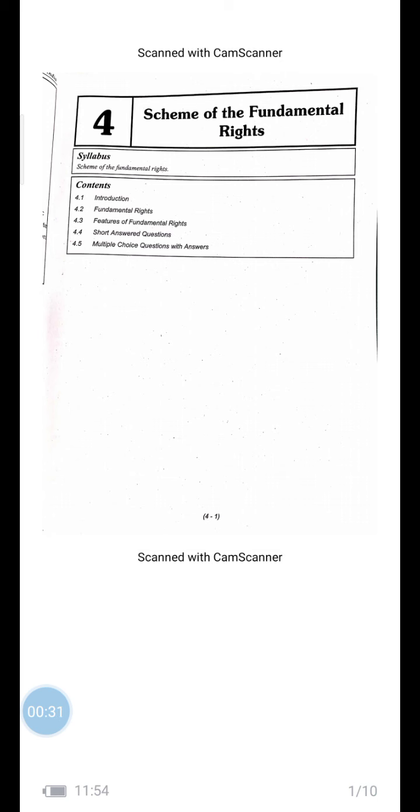First of all, let me tell you the meaning of fundamental rights. As Indians, various types of rights are considered, or we possess these types of rights in our constitution. So they are called the fundamental rights.